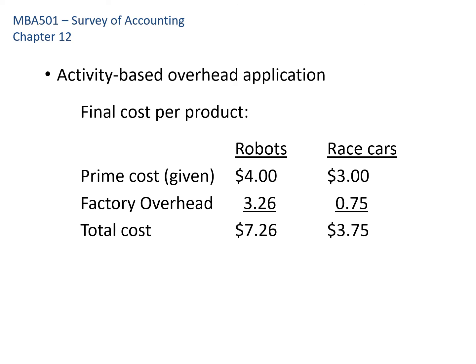Meaning if the sale of robots, if we run a promotion on them next year and it doubles, my factory overhead is going to go up considerably. I'm going to need a lot of forklift drivers and all of those things to be able to accommodate that. Race cars, on the other hand, have less factory overhead than our crude method showed, only 75 cents, so my cost is actually lower. I may have been overpricing my race cars and not selling as many as I could.